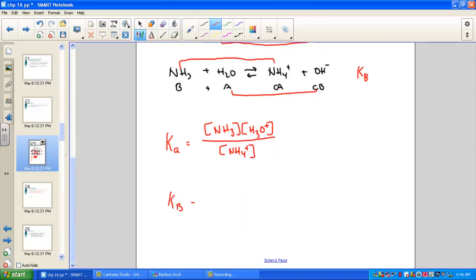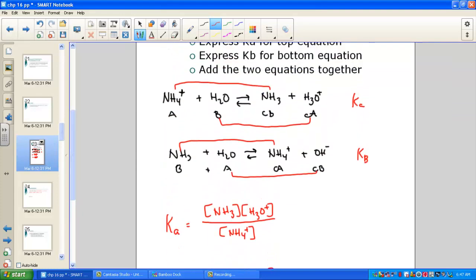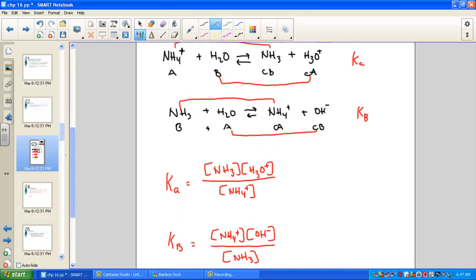Let's express the Kb for the second equation. It's a Kb because we produce the base ion. The concentration of the conjugate acid ammonium times the concentration of the base ion, hydroxide, all set over ammonia, NH3. The Ka expression for our first equation, and here's the Kb expression for the second equation. We're being asked to add the equations together. Well, when we add the equations, everything on the left and everything on the right is put into one big equation.